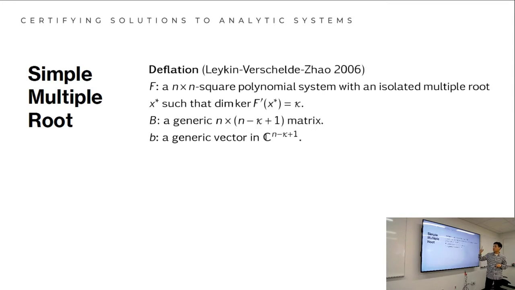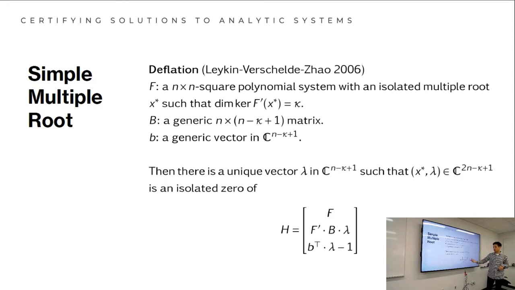Let me introduce this in a little more detail. We use the algorithm of Leykin, Verschelde, and Zhao, which was suggested in 2006. We have capital F, which is a scalar polynomial system. We have isolated multiple root X star. Now the dimension of the kernel of the Jacobian is equal to kappa. So from now on, kappa is the notation for the co-dimension of the Jacobian. We need some random choices. B is a generic matrix with this size, and b is a randomly chosen vector. Then we can construct this augmented system, denoted as capital H. There is a unique vector lambda with this size, and we can construct a solution which is an isolated zero of H, and probably the multiplicity of this (X star, lambda) is less than that of X star for the capital F.